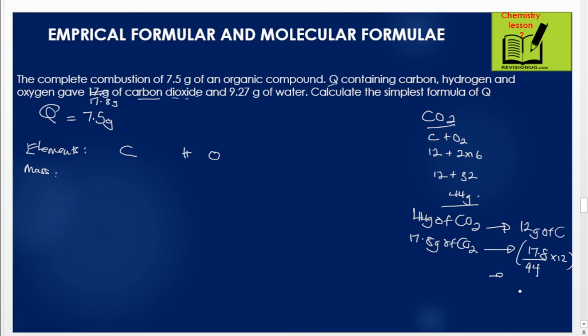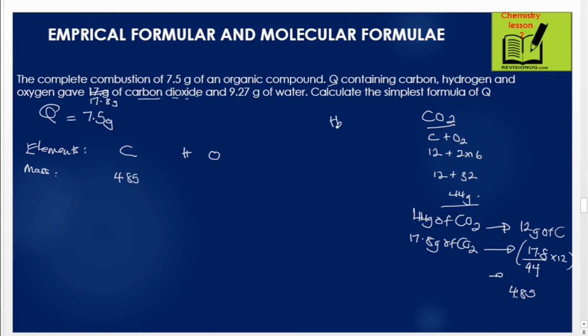We are having 17.8. We divide it by 44. What is the answer? Then times 12, then we get 4.85. Oh gosh, sorry. So automatically our carbon is 4.85. Now let us go and use water.